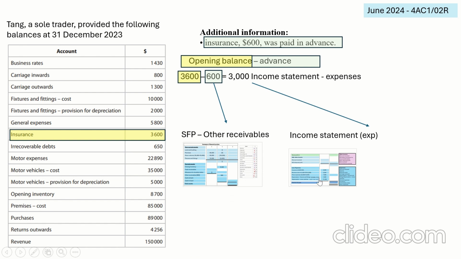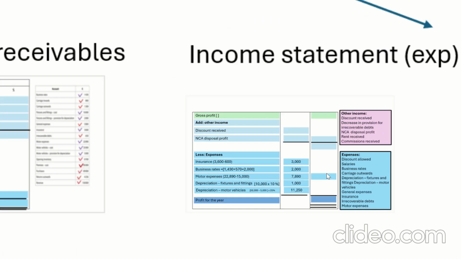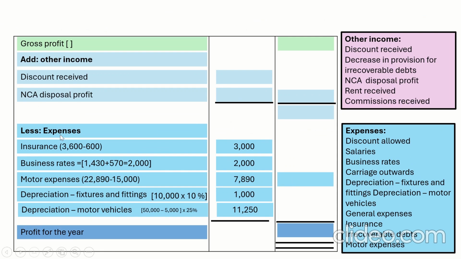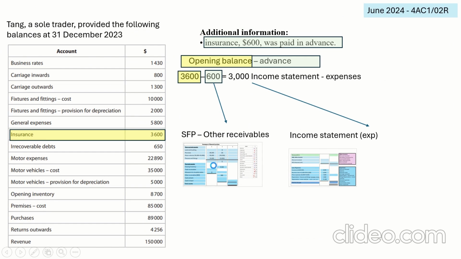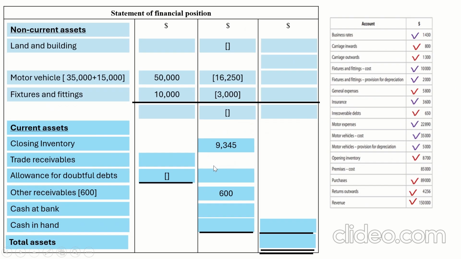Now let's see how this reflects in the income statement. It goes under expenses, insurance, show the working within brackets 3,600 minus 600, and the end value should be 3,000. Whereas in the statement of financial position, you write this under current assets as other receivables 600 in the second amount column.